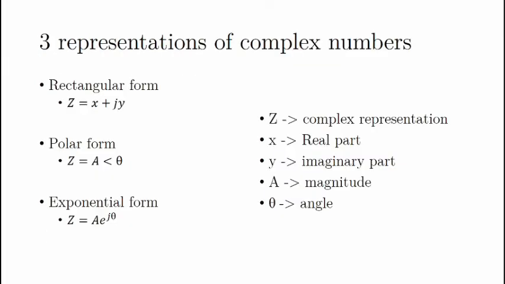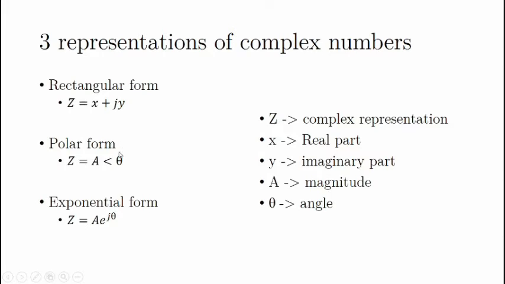Now we will move on to the different representations of complex numbers. We have three important representations of complex numbers: one is the rectangular form, next is the polar form, and the exponential form. Rectangular form: z is equal to x plus jy. Z is the complex representation where x is the real part and y is the imaginary part.